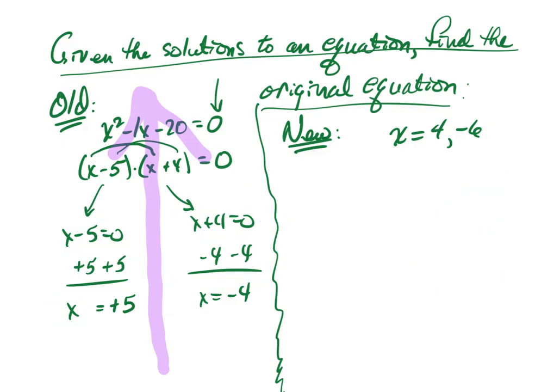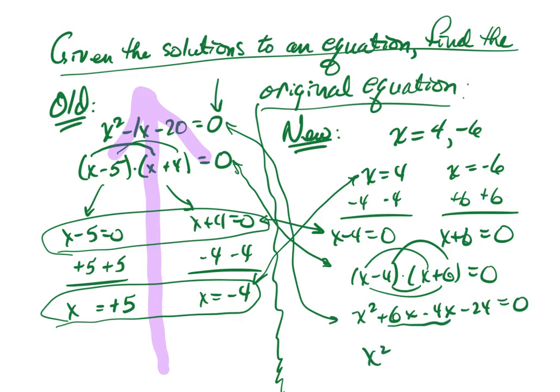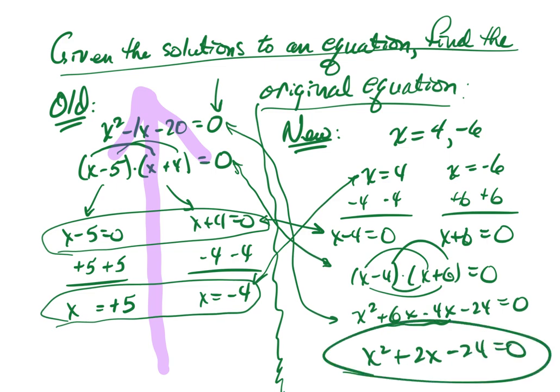And finally, to get the original equation, I FOIL. So I'm going to multiply the firsts, the outsides, the insides, and the lasts together. Usually the O and the I can combine. So my final equation would be x squared plus 2x minus 24 is equal to 0. And that's the equation that would give me 4 and negative 6 as solutions.